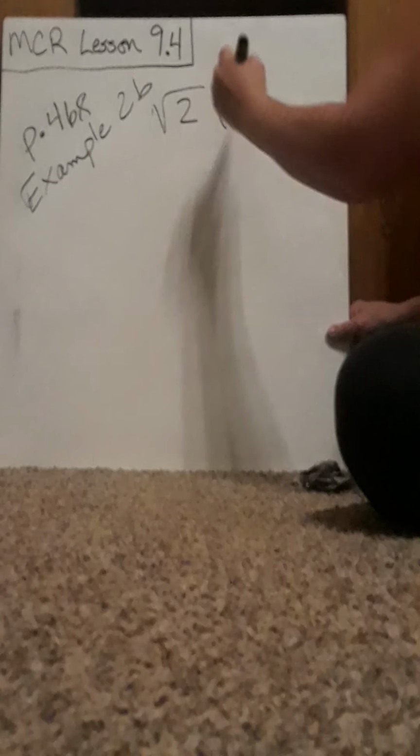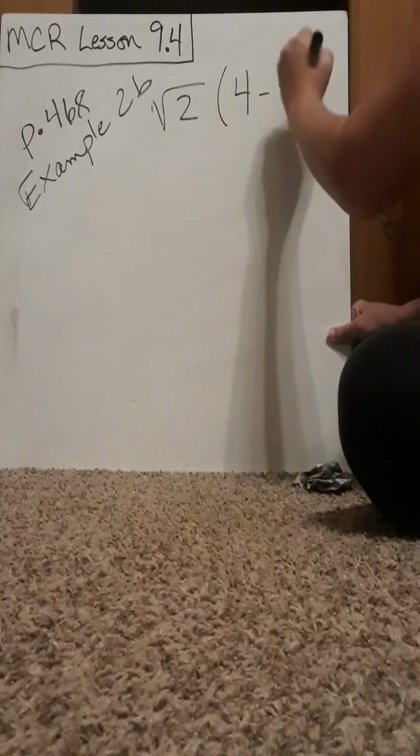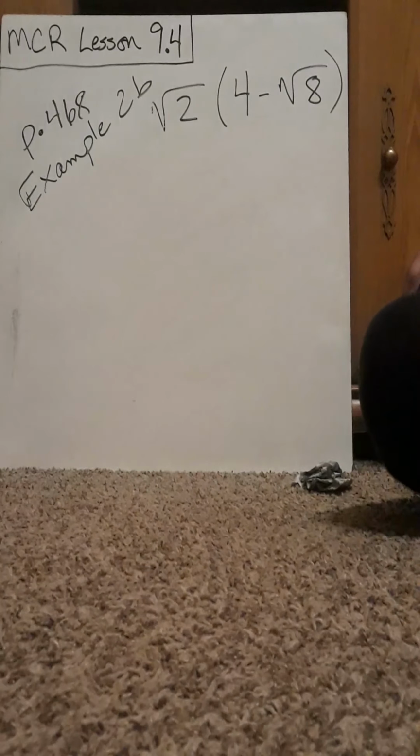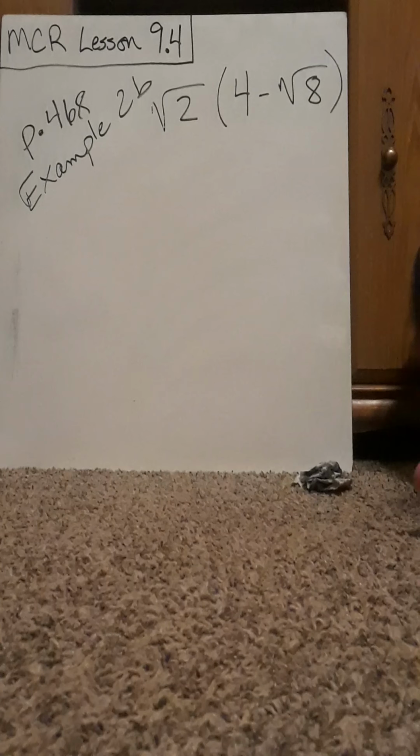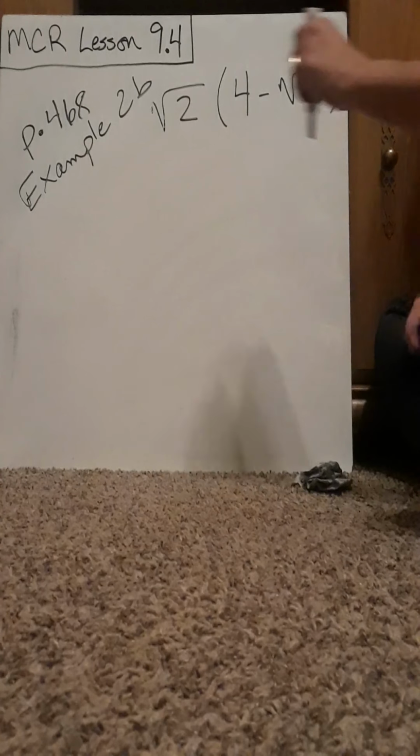It's being multiplied by 4 minus the square root of 8 in parentheses. This looks like the distributive property, right? It looks like we need to distribute this. And you're right, that is exactly what you need to do here. You need to distribute. The only weird thing about this problem is that there's radicals in it. But do it just like you would do any other distribution.